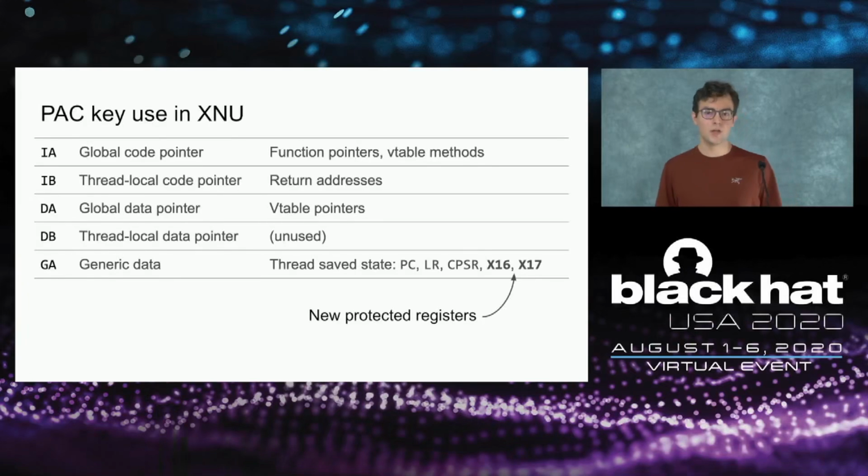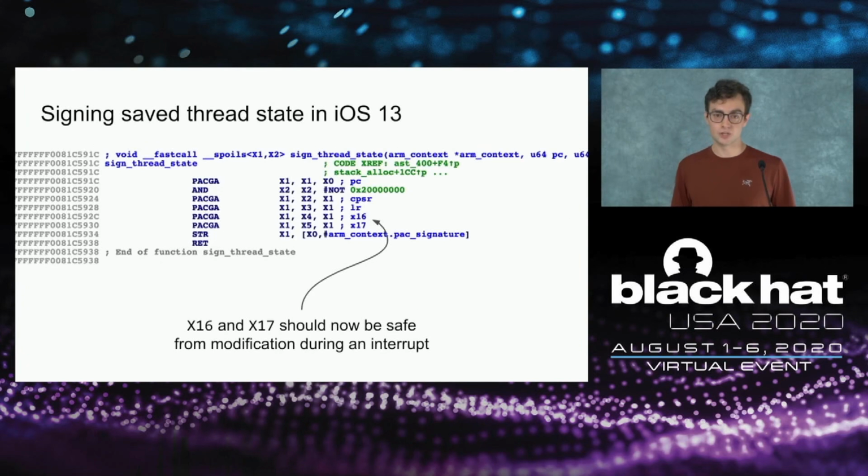Fundamentally, the uses of pointer authentication through the iOS kernel are the same stuff. There's no, for example, data PAC, using PAC to protect additional data pointers. I was hoping to see that, but it didn't end up making it into iOS 13. But regardless, there is one change which is worth pointing out, which is that there are two new protected registers.